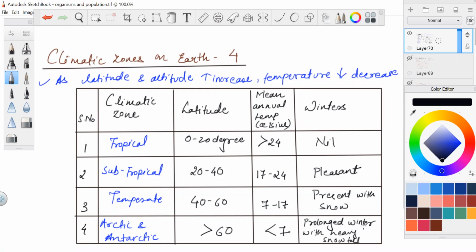All this you have to remember, what is the temperature and the climatic zone. So they can give you match the columns at a glance. After this, we will see the biomes, tropical rainforest.